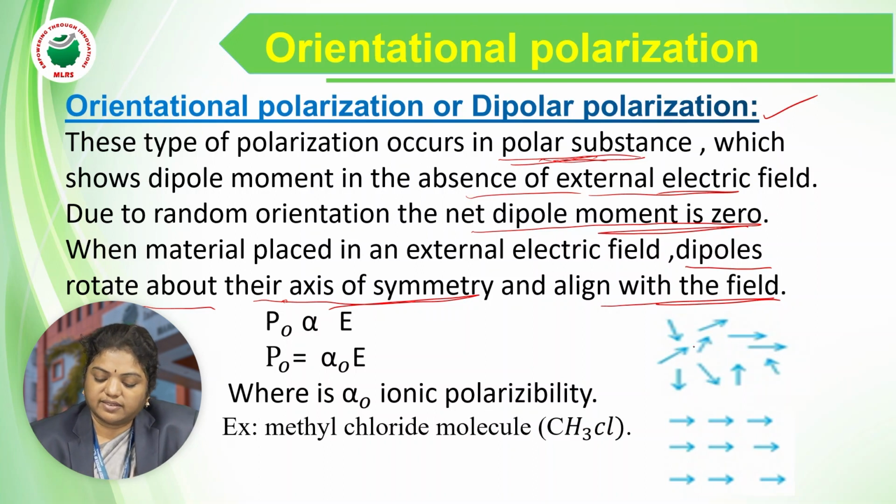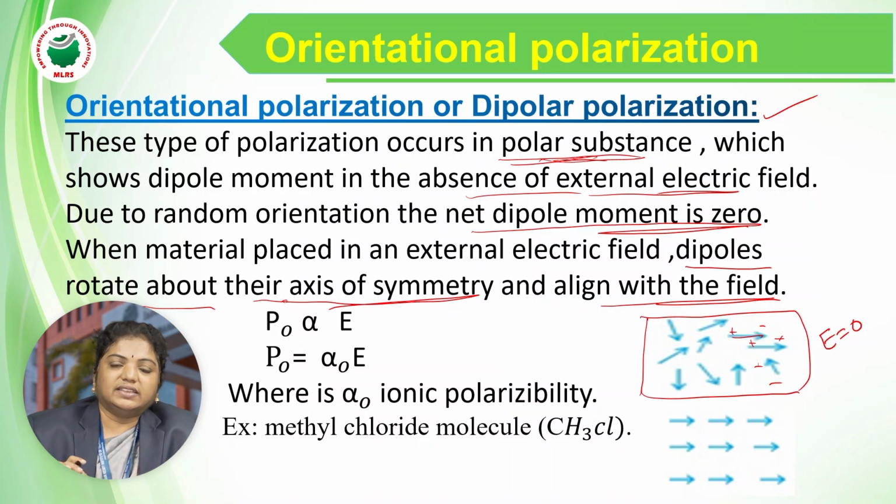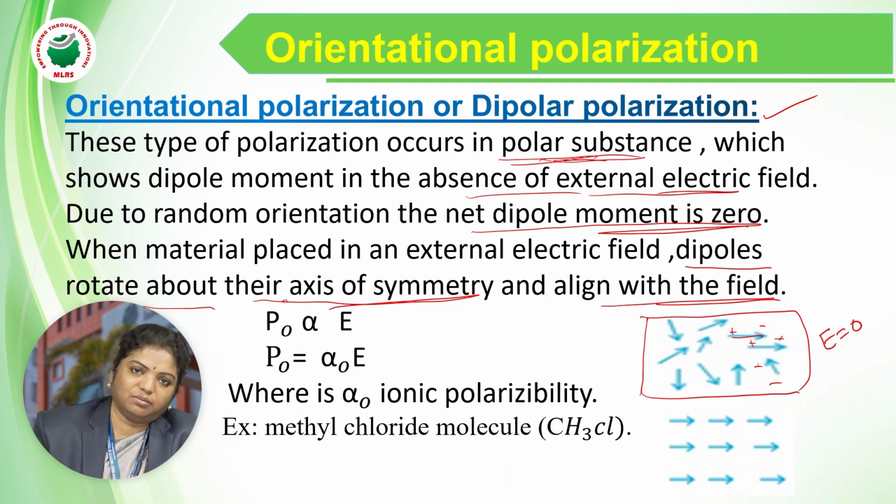Here we take an example. This is one substance. Already in this substance, the dipoles are created, positive and negative, but in different directions. That means they are moving in random axes, and E is equal to 0, which means there is no external electric field. But the dipole moment is there. When we calculate the total dipole moment, its value is equal to 0. Why? Because the dipoles are moving in random directions.